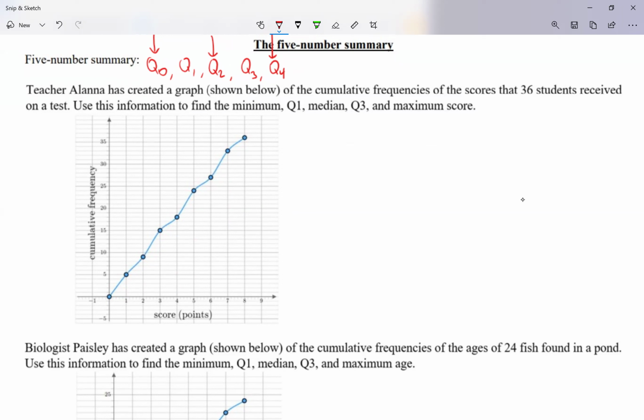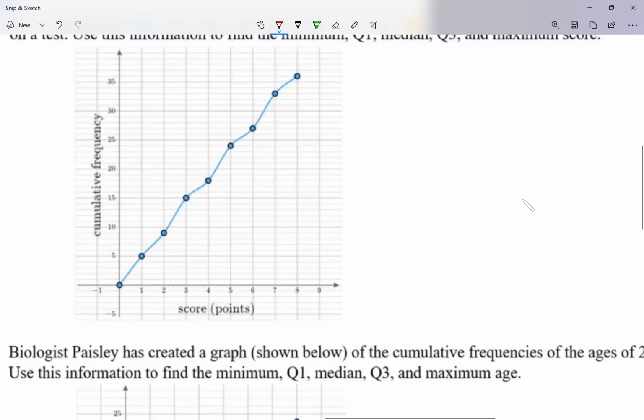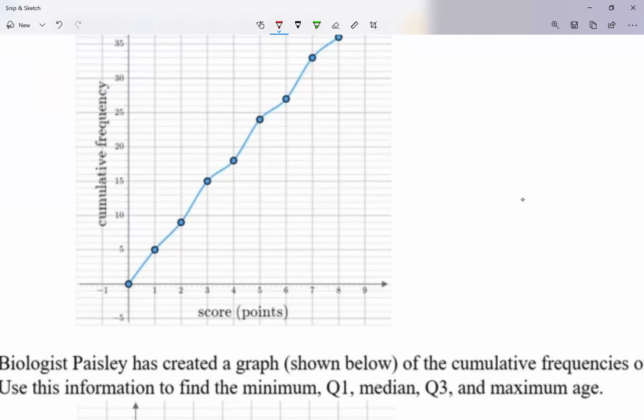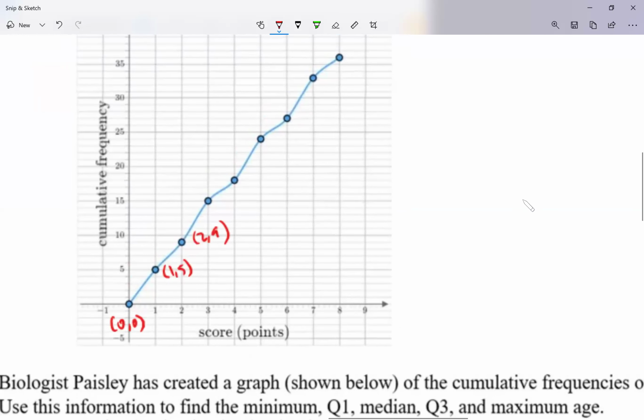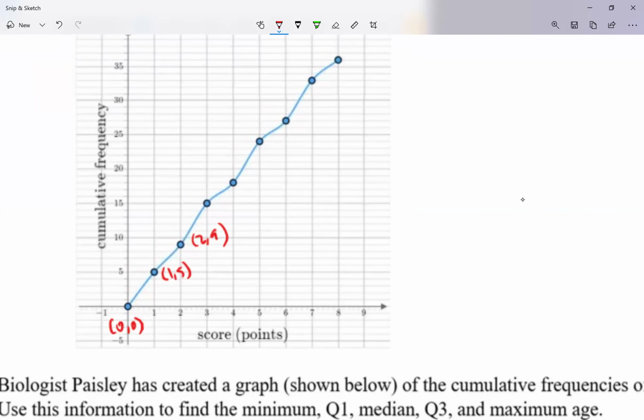Okay, so you might be wondering, how do you read these things? Okay, let me zoom in here. This point is 0, 0, right? This point is 1, 5. This point right here is like 2, 9. Okay. Notice how my X values are the scores. The cumulative frequencies are my Y values.